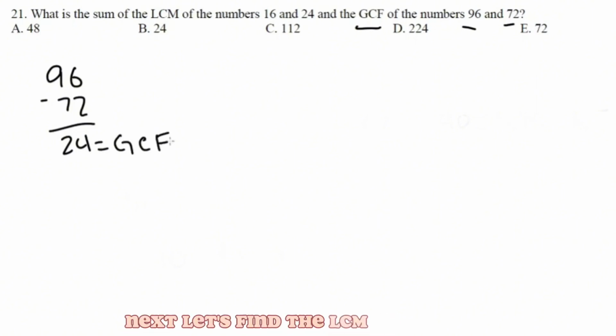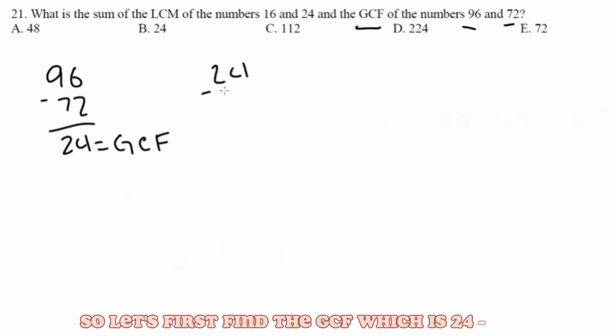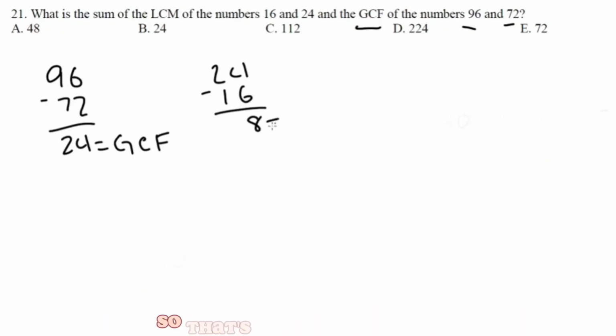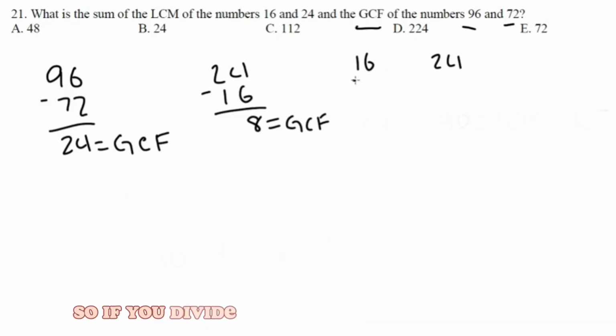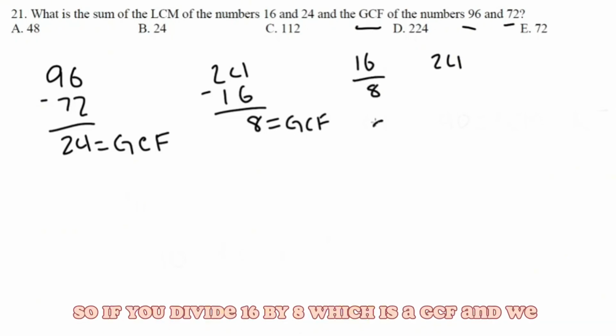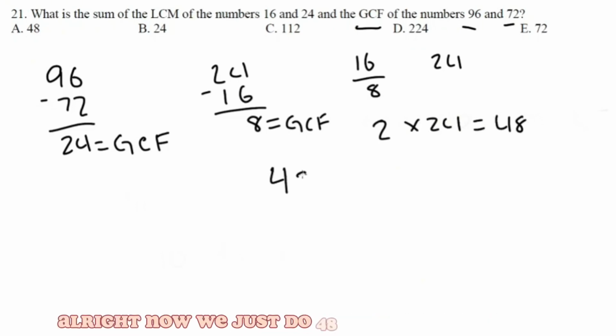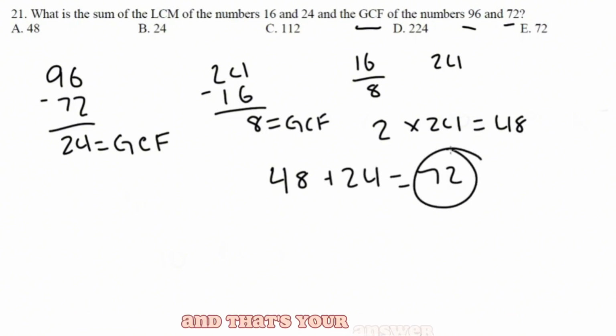Next, let's find the LCM of 16 and 24. So let's first find the GCF, which is 24 minus 16. That gets us 8. 8 goes into 16 twice, and 8 goes into 24 3 times. So that's our GCF of this one. Now we need to find the LCM. So we have 16 and 24. We can divide 16 by 8, which is the GCF, and we get 2. Now we multiply 2 and 24, and that gets us 48. Alright, now we just do 48 plus 24, and that gets us 72. And that's your answer.